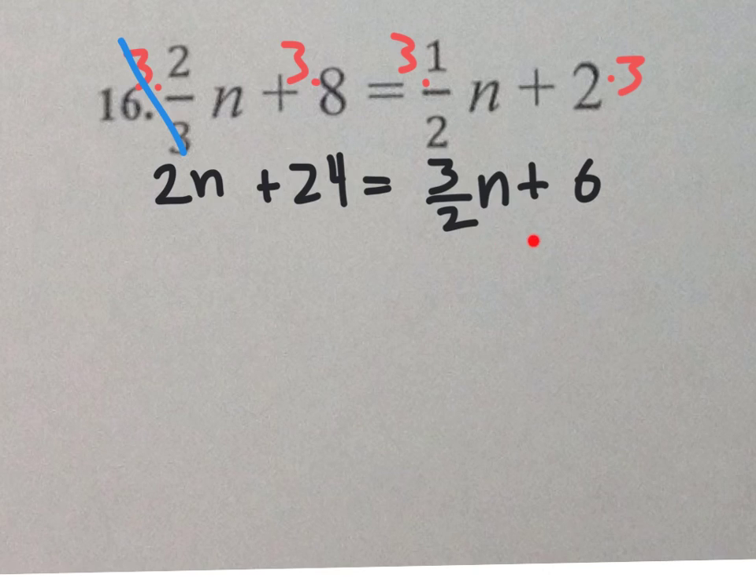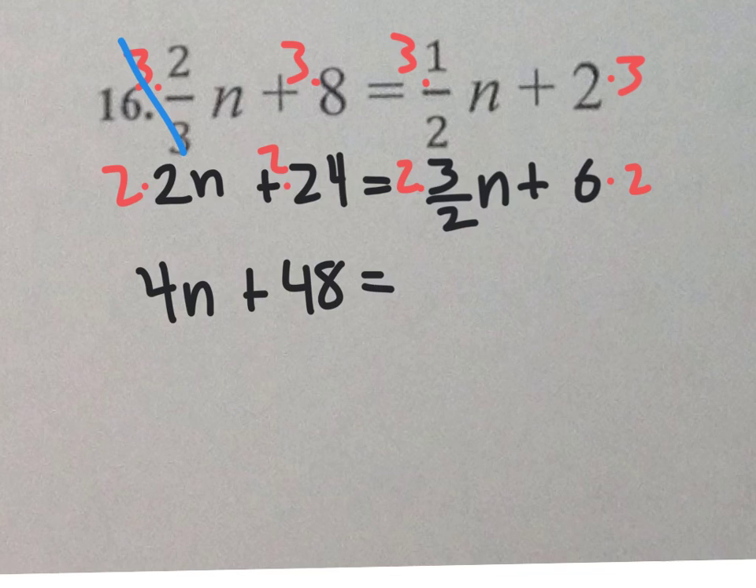Now, this second equation, I still need to get rid of this 3/2. How do I do that? By multiplying everything by what? 2. So I put a times 2 here, times 2 there, times 2 there, times 2 there. And I will have 4n plus 48, because 24 times 2 is 48, equals, right here, the 2 over 2 cancels out. 2 divided by 2 is 1. So all I have left is the 3n. And at the very end, plus 6 times 2, which is 12.